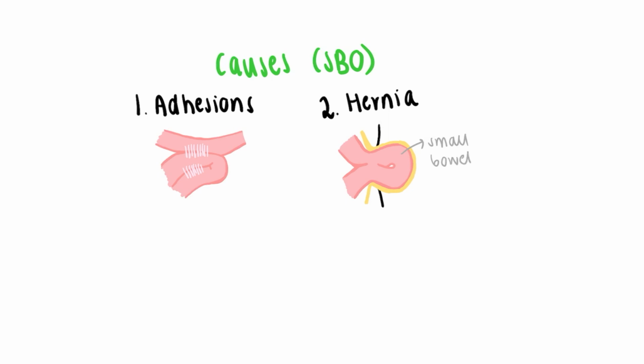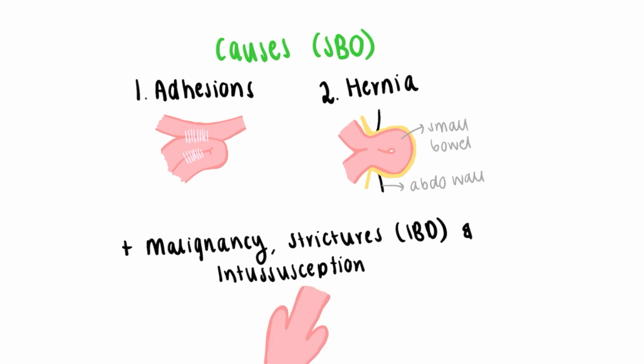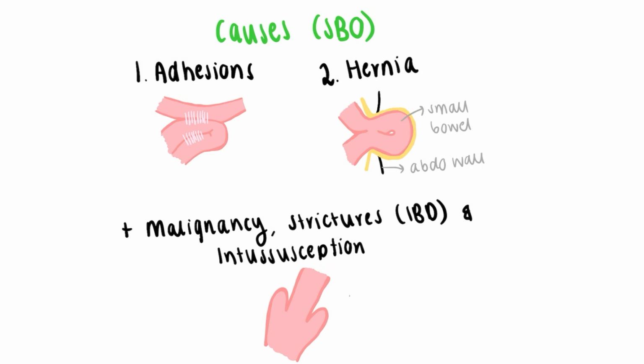When part of the bowel protrudes through a weak area within the abdominal wall and is unable to be reduced back into the peritoneal cavity, this is called an incarcerated hernia and is much more likely to cause an obstruction. Other causes include malignancy, strictures from inflammatory bowel disease, and intussusception. Intussusception is rare and typically occurs in children and infants, for example from a congenital anomaly known as Meckel's diverticulum. It involves one part of bowel sliding into an adjacent part of bowel in a telescoping action.